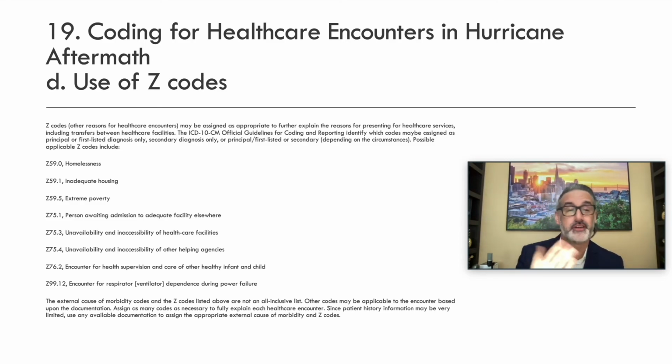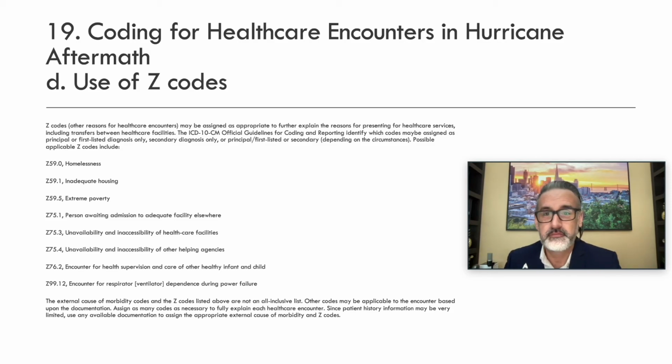And then the last part we have on the hurricanes, because of how often and how long we talk about hurricanes, is using the Z codes. It says that the Z codes may be assigned as an appropriate code to further explain the reasons for presenting for healthcare services, including transfer between healthcare facilities. So for example, if the patient has any other condition that developed after the hurricane, because with the diagnosis codes, as far as the primary diagnosis code guidelines, notice that the guidelines we're discussing here identify which codes can be listed as primary or the first diagnosis, and which ones can only be secondary diagnosis.